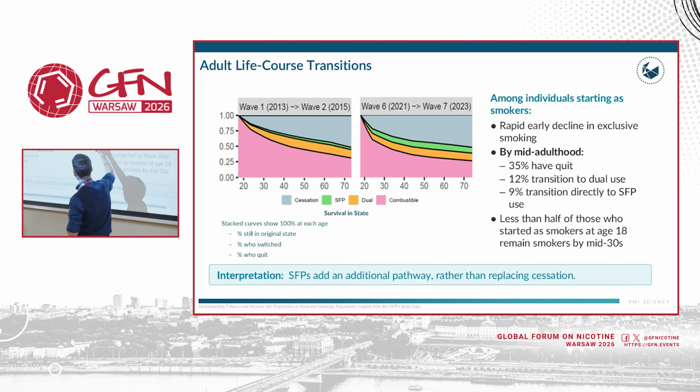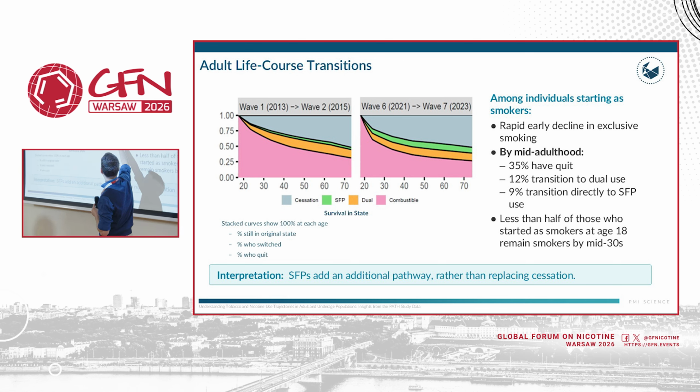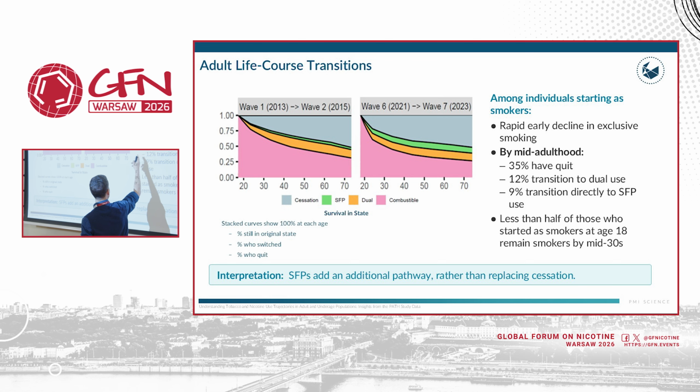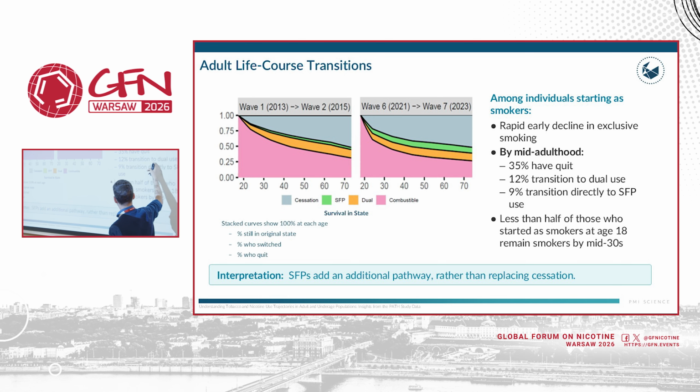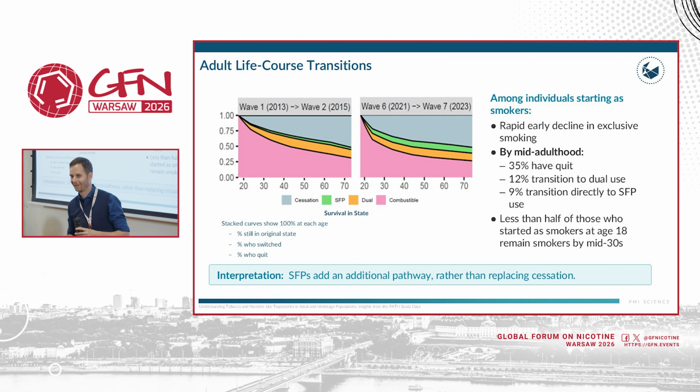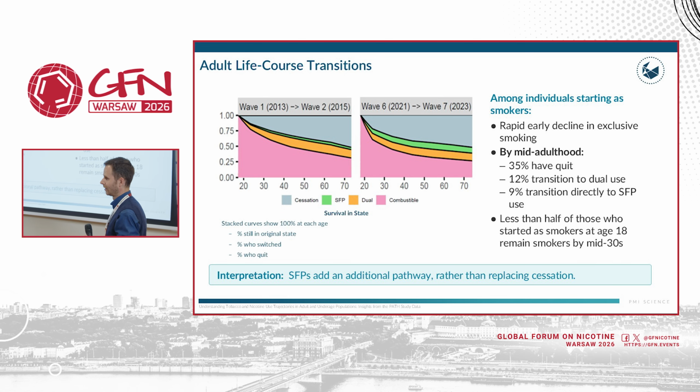More specifically, just a few numbers. What happens in 2021, 2023 is that for a hypothetical or typical 18-year-old smoker, by age 35 or so, 35% would have quit. About 12% would have transitioned to dual use, and 9% directly to smoke-free products. So again, PETH is an extremely rich data set that you can draw some conclusions from about long-term product use due to the granularity and the longitudinal follow-up of the data.